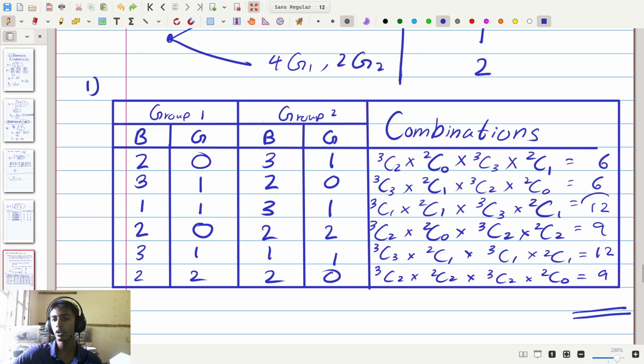6 plus 6 is 12, plus 12 is 24, plus another 9, that's going to give us 33, plus 12 is going to give us 45, plus 9 is going to give us 54. So we have 54 total combinations overall for the committees that we can choose. So that's our answer for part number 1.